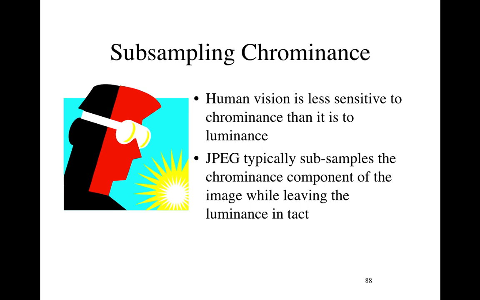And JPEG, for example, does a trick whereby it separates out the luminance and the chrominance information, and it leaves the luminance information intact and then reduces the amount of data in the chrominance part that's transmitted or stored. So it reduces the size of the color part of the information. And typically, we don't even notice.